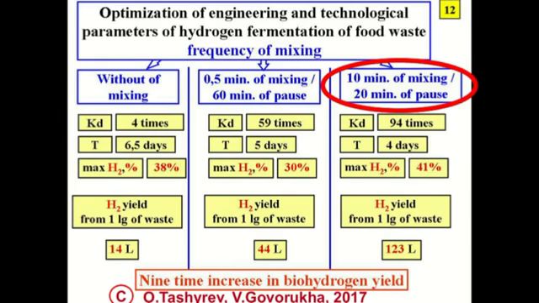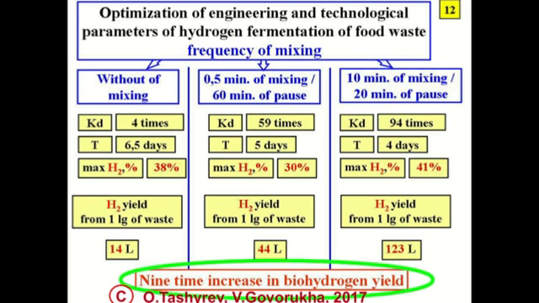So, the mode of 10 minutes of mixing and 20 minutes of pause was optimal. It provided the most effective destruction of waste during the shortest period of time. The highest yield of hydrogen was achieved. It increased 9 times compared to the absence of mixing.